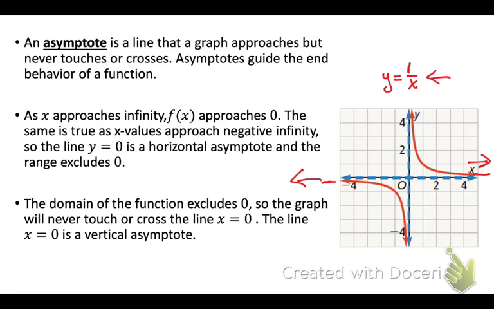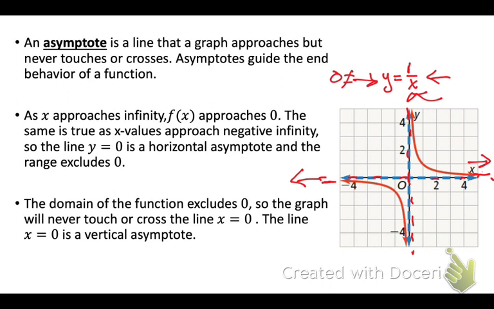So I have a vertical asymptote, sorry, a vertical line, because I can't put 0 in here. I have a horizontal asymptote at 0 because nothing I put in for x will give me what? 0.